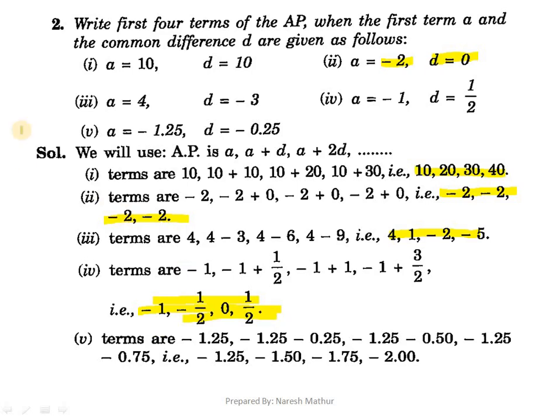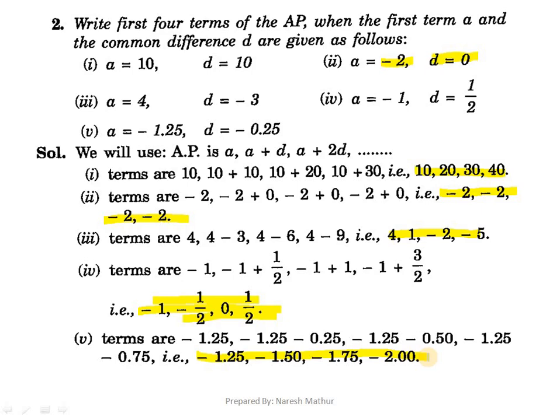At the last, we are given A equals minus 1.25 and D is minus 0.25. So just find it. Minus 1.25 minus 0.25 will give us minus 1.5. Again minus 0.25 from the minus 1.5 will give us minus 1.75, and then minus 2.0 and so on. So these will be the first four terms of the given AP.